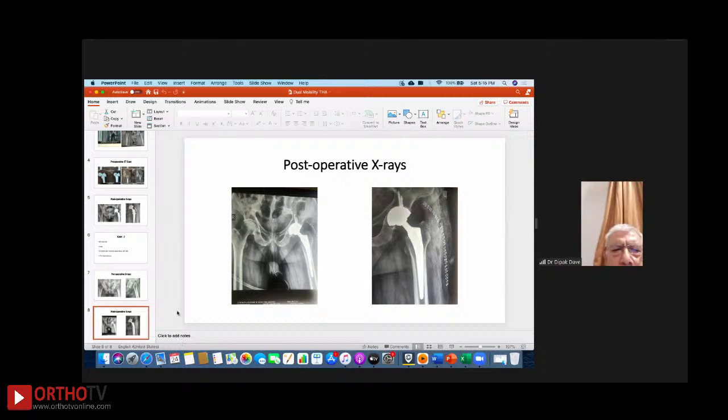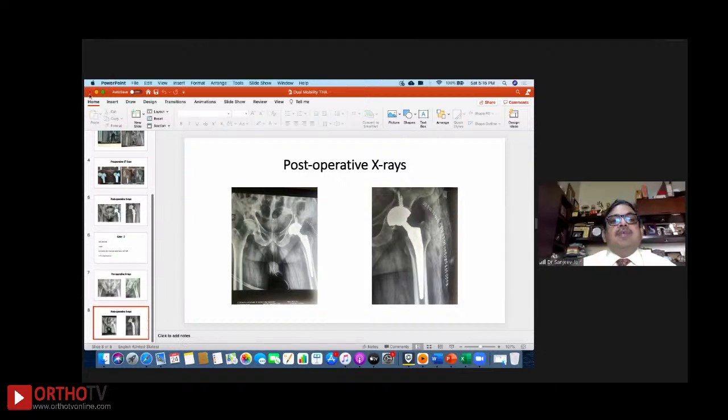But these are two cases which I have wanted to show. We can have a discussion. I'm just stopping sharing my screen.